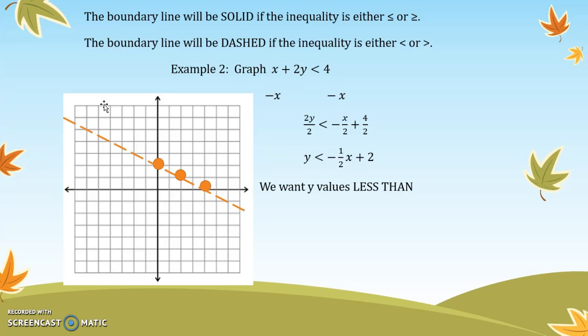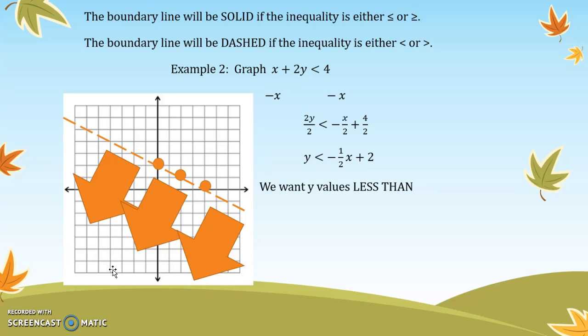So looking at our symbol, I want y values that are less than. So we want y values that are getting smaller. We get smaller going this direction on the y-axis. So I'm going to shade underneath my line here. Underneath here is going to be shaded.